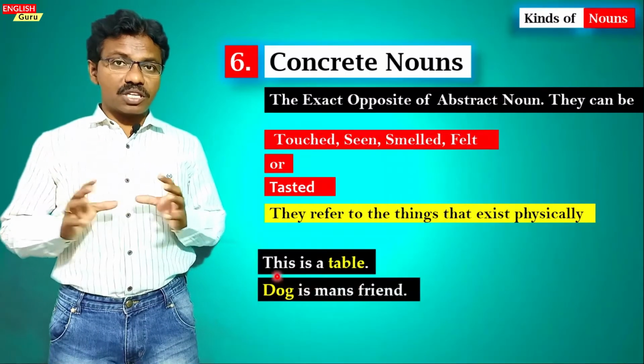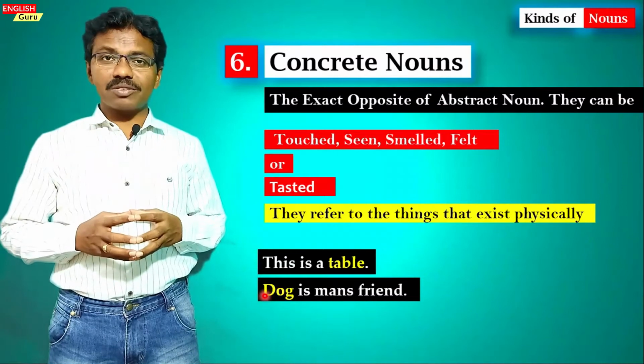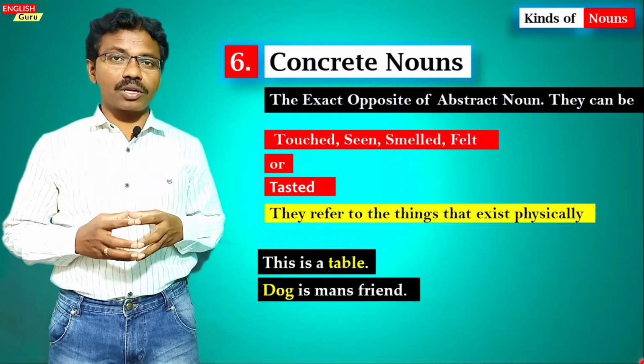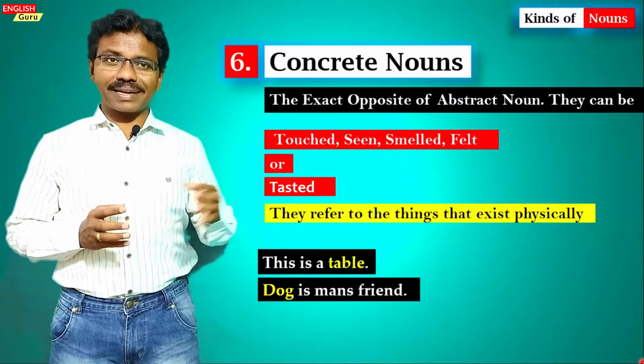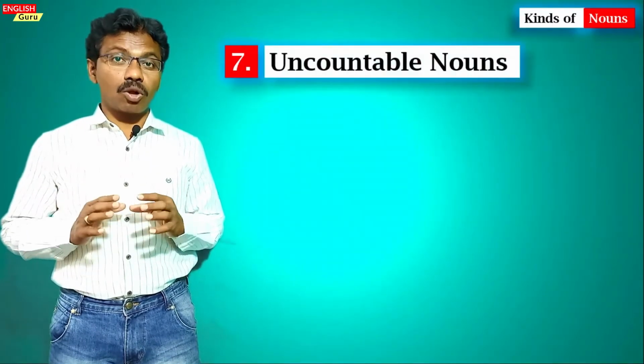This is a table. Table is a concrete noun. Dog is man's best friend. Dog is a concrete noun. And on the whole, we can say except abstract nouns, the remaining nouns are concrete nouns.